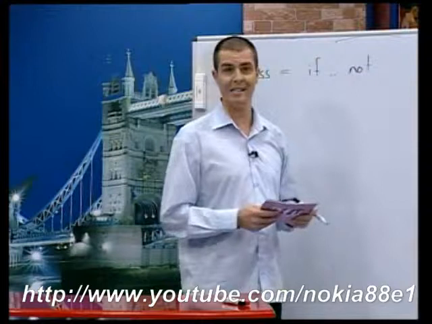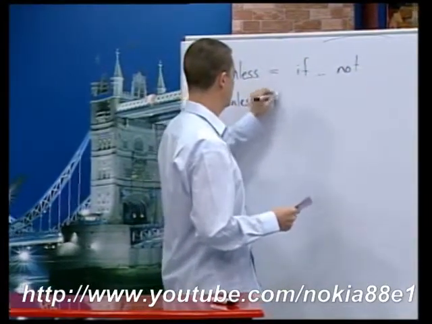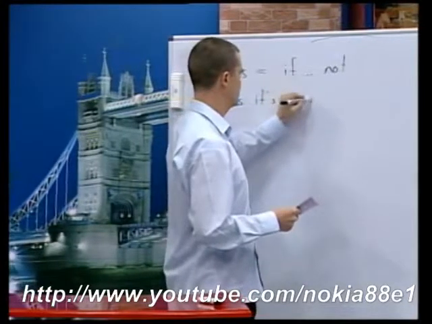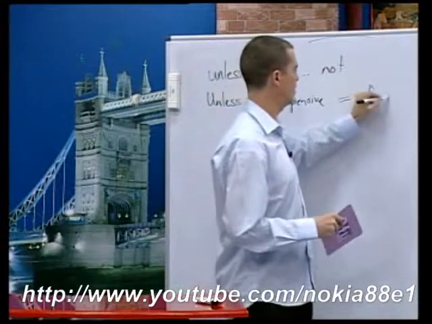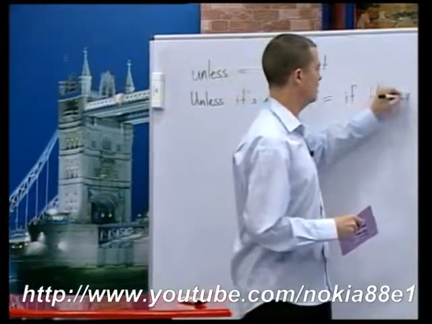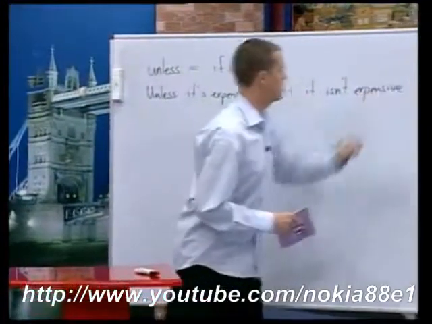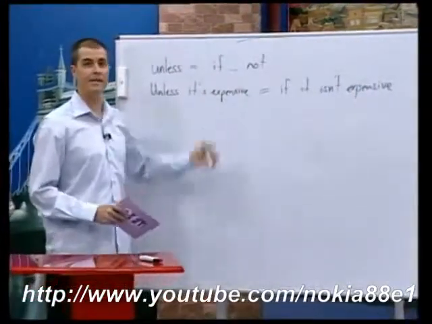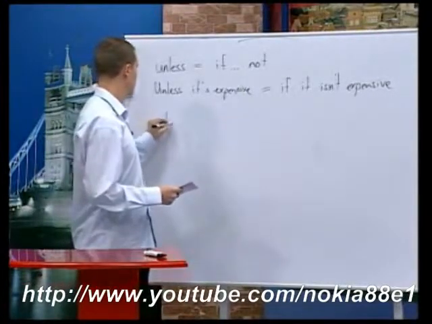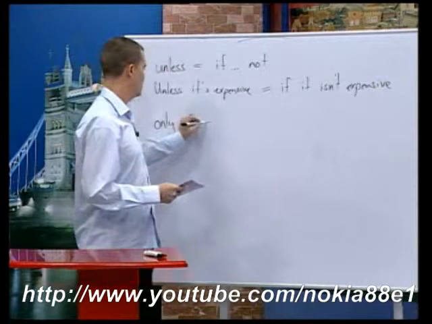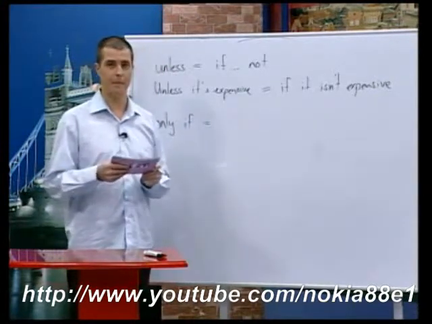For example, unless it's expensive is the same as if it isn't expensive. Unless it's expensive means if it isn't expensive. And only if means only one situation will make something happen.